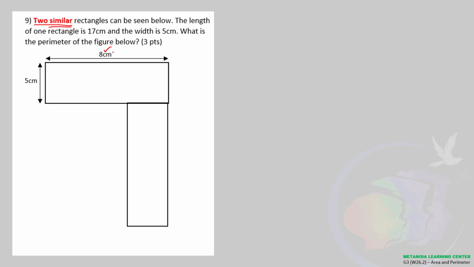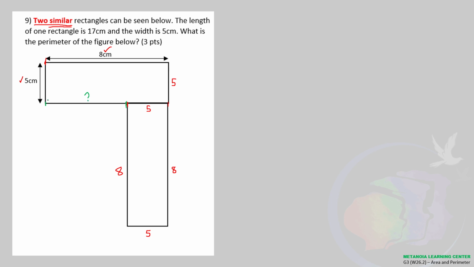Which means if this is equivalent to 8, this and this should be equivalent to 8 as well. If this is equivalent to 5, which means this side is equivalent to 5. This side is also equivalent to 5. But take note, you should also consider this part here, from this point to this point, which is also equivalent to 5. To add everything up, yan lang, i-add nyo lang from this point to this point. The only problem that you're going to encounter here, not actually a problem, but something for you to think of, is how long this side is.